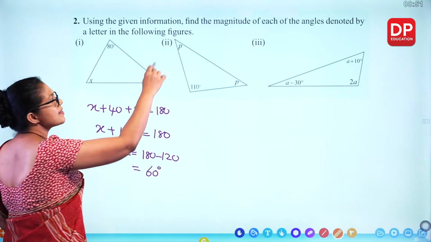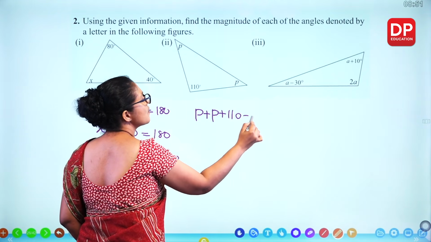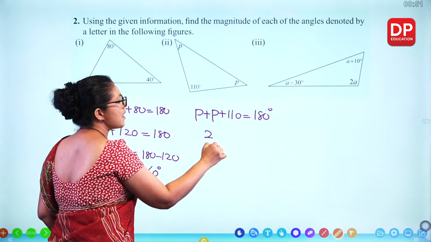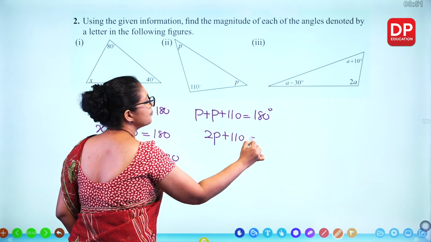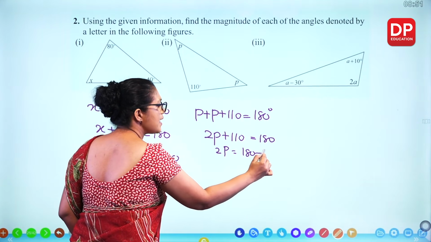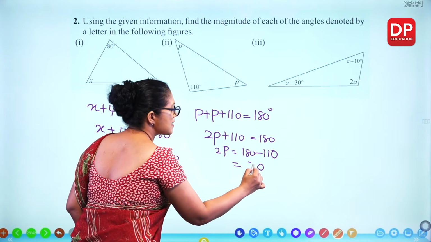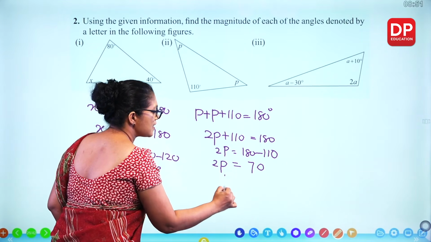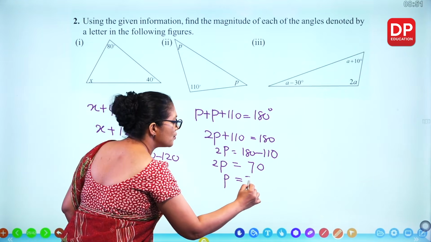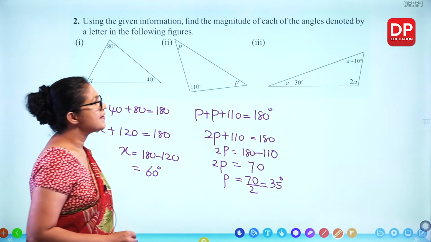Again this one, sum of angles. P plus 110 is equal to 180. So P plus P becomes 2P. Then 2P is equal to 180 minus 110. When you subtract these two, you get 70. So 2P equals 70. So what's P? You need to divide both sides by 2. So 70 divided by 2, you get 35 degrees.